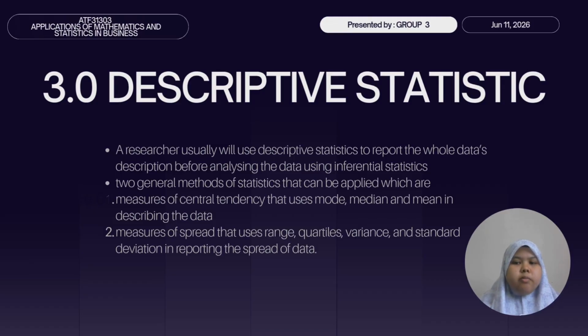There are 2 general methods of statistics that can be applied, which are measure of central tendency that use mode, median, and mean in describing the data, and secondly is measure of spread that use range, quartiles, variance, and standard deviation in reporting the spread of data.